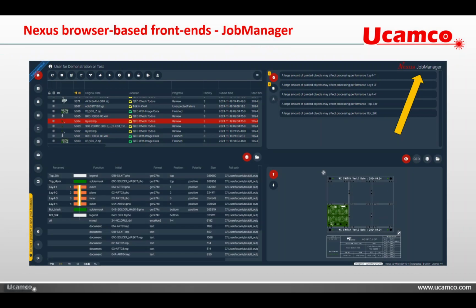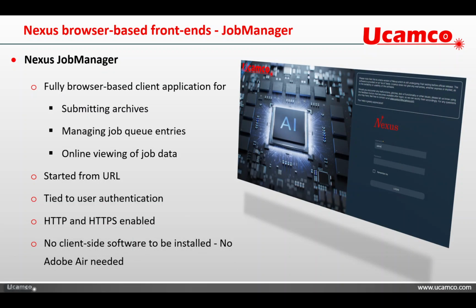I think this is the time where we want to leave the back end and turn again to the front end part. So our two new clients, JobManager and JobAdjuster. So in full, the Nexus JobManager and the Nexus JobAdjuster. Let's start with JobManager. What does it do? It is a fully browser-based client application which is going to allow you to submit, archive, manage job queue entries, and do online viewing of your job data. Online in the sense that you are connected to the workflow engine. It's not like an offline PDF viewing tool or something.